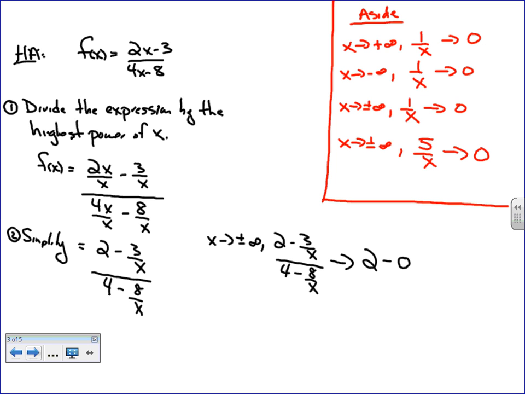Likewise, in the bottom, the 4 doesn't have an x near it, so it's unaffected. It's going to stay 4. But the 8 over x is going to head towards 0. So this looks like this is heading towards 2 minus 0, which is 2. 4 minus 0, which is 4. And 2 divided by 4 is 1/2. So it's heading towards a value of 1/2. Therefore, the horizontal asymptote is the line y is equal to 1/2.